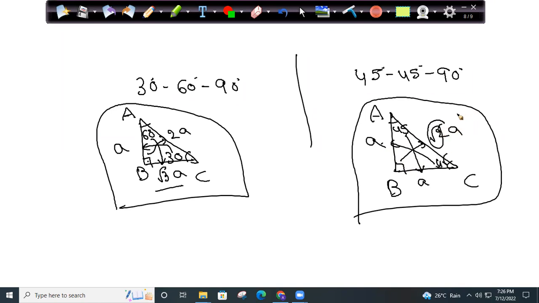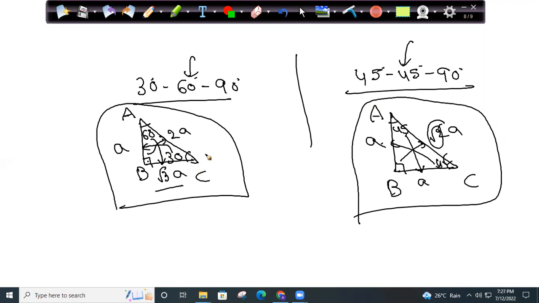Another simple concept that I'm explaining here. We have two types of right angle triangle, 30, 60, 90 and 45, 45, 90. This is also called an isosceles right angle triangle because the 45, 45 are the same. If the side opposite to 45 is A, then the side opposite to 90 is root 2 A. In 30, 60, 90, 30 is A, 60 is root 3 A, and 90 is 2A.